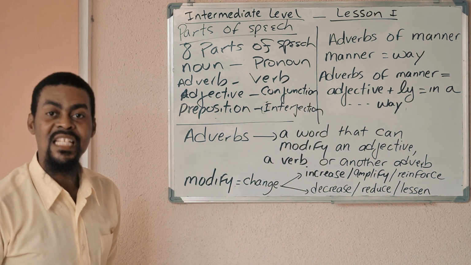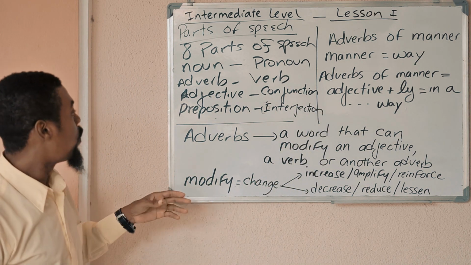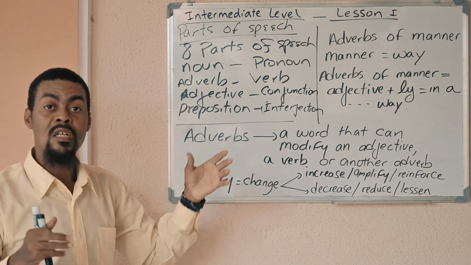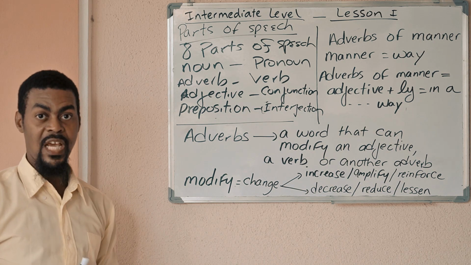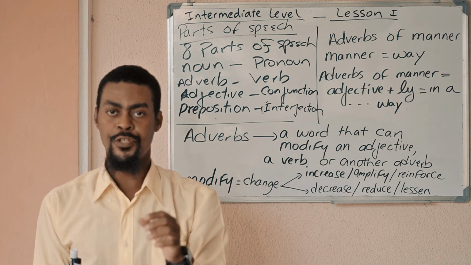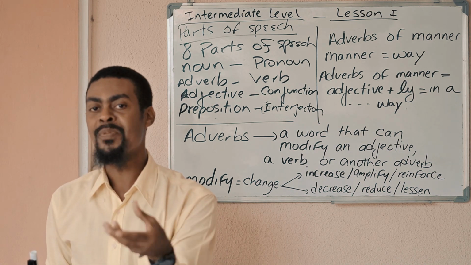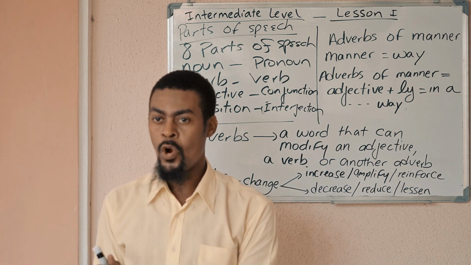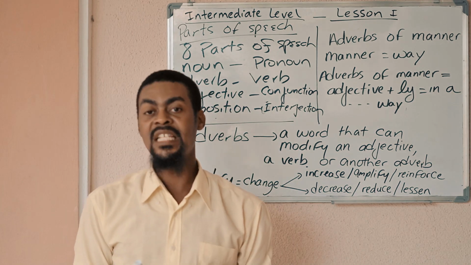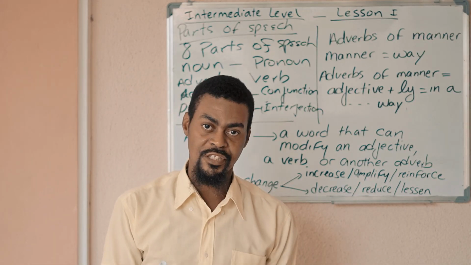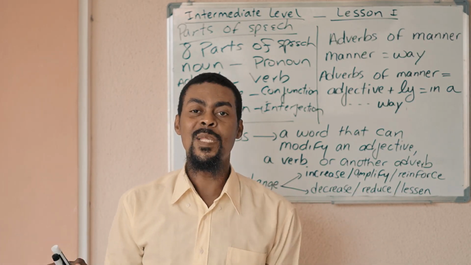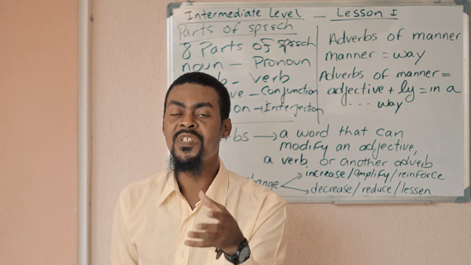There are 8 parts of speech. So, adverbs is one of the parts of speech. When I say parts of speech, I mean the nature of words. What does a word represent? When I place a word in a sentence, is this word an adverb? Is it a noun? Is it a conjunction? Is it a pronoun? What is it exactly? So this is what we call parts of speech.